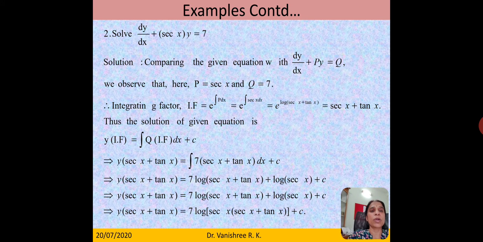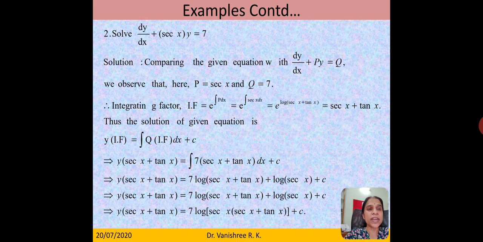Let us take up one more example. dy by dx plus secant x into y is equal to 7. So this equation is again already in the form dy by dx plus py is equal to q. Therefore, you identify your p and your q. You can see here p is a function of x, which is secant x, and q is a constant. Once you know your p, you can write your integrating factor, which is e to the power integration p dx. So just substitute that, perform the integration, and get your integrating factor.